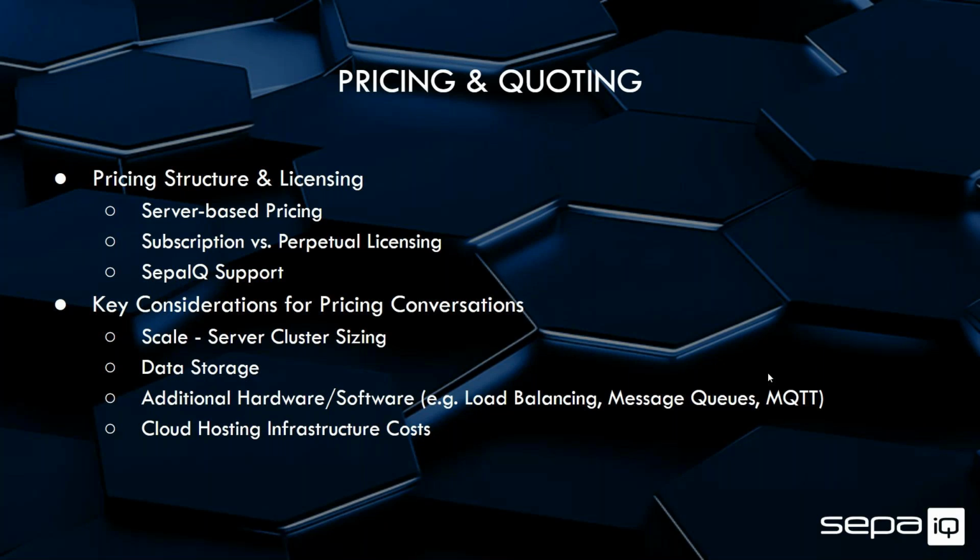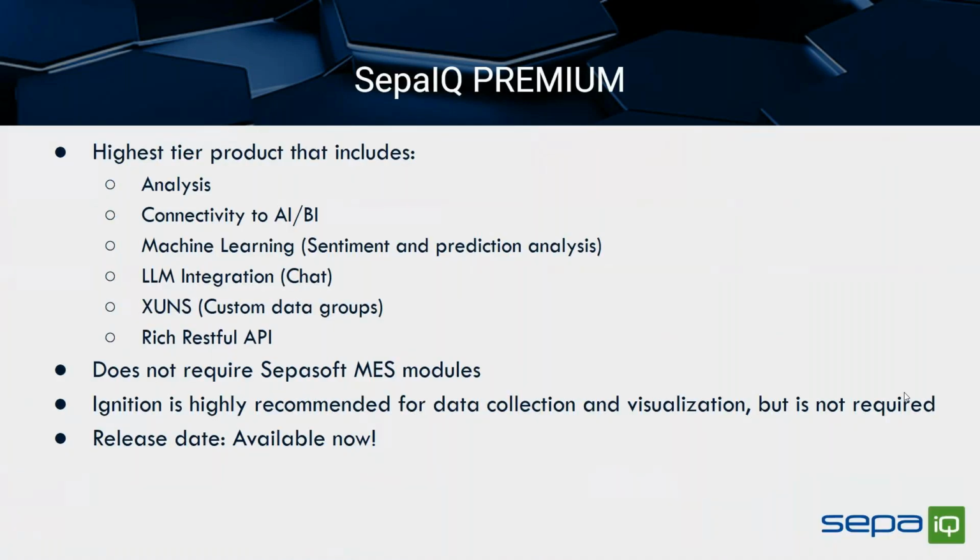And then other considerations that we can help you with and have the conversations about is just how many servers, what's your data storage, how much, all that, load balancing, cloud hosting infrastructure costs. We can have those conversations as well. So what we have out today is the highest tier, the SepaIQ Premium. It includes everything you saw today. So we can connect to AI, BI, machine learning, LLM integration, extended UNS, restructuring all that, full RESTful API, the advanced analytics, all that.